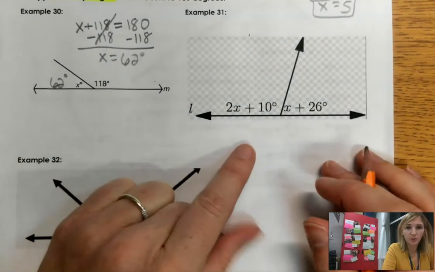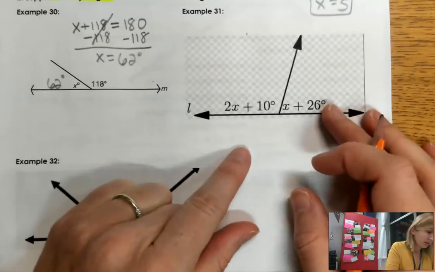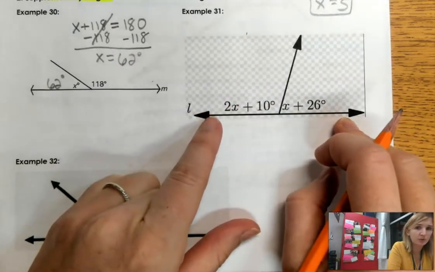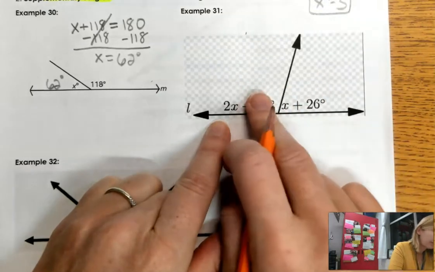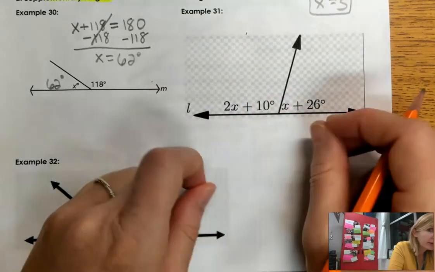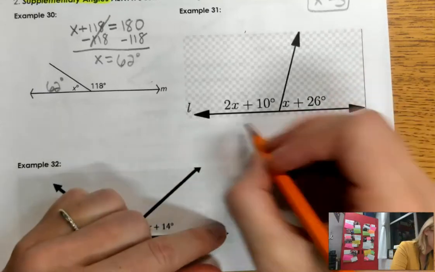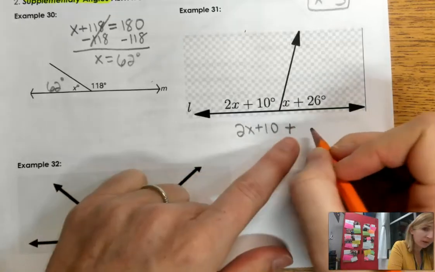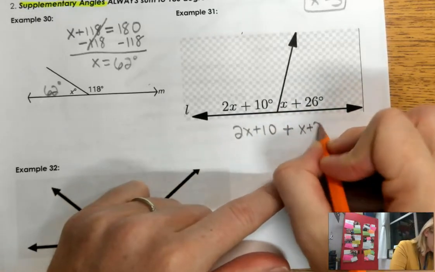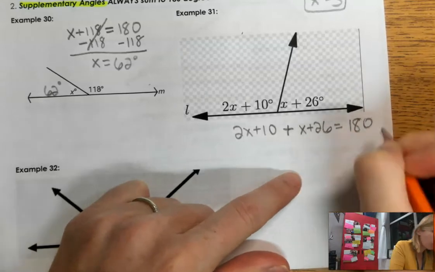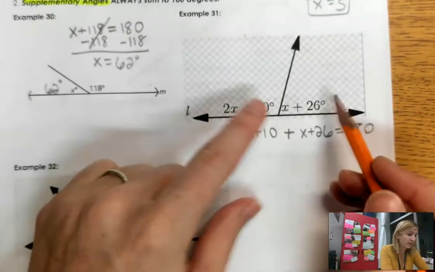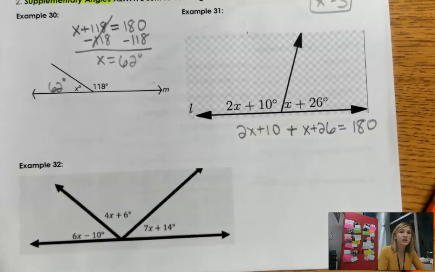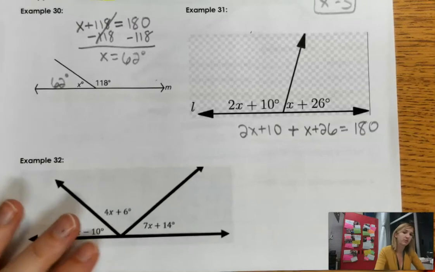All right, example 31. Now I've got two expressions. Well, I know they're linear pairs because they're sitting on a line together, so they have to add up to 180. So I'm going to take this angle and add them together and set them equal to 180. So 2x plus 10 is my first angle, plus x plus 26 is equal to 180. So I just have this angle and this angle. I added them together, and I set them equal to 180. So take a minute and see if you can combine like terms and solve for x.